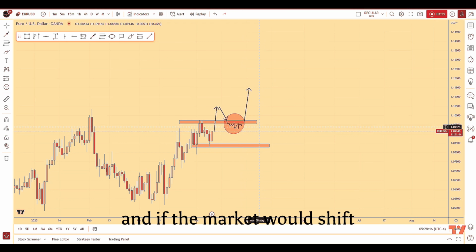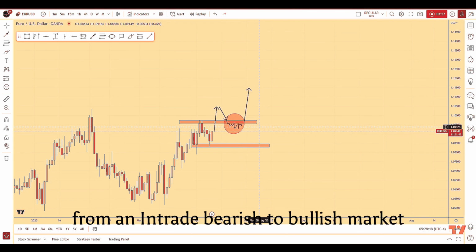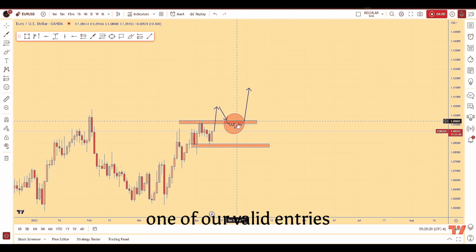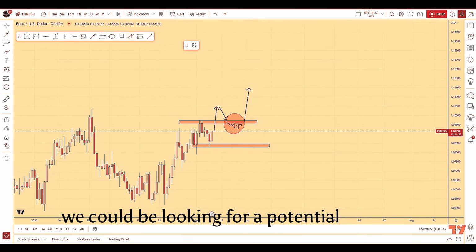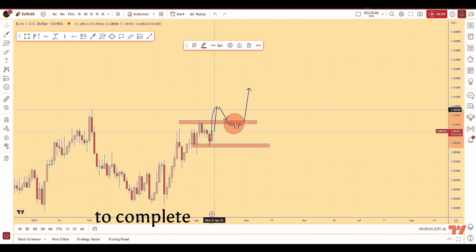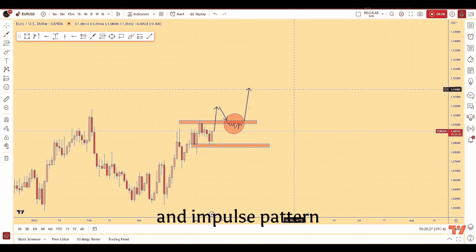And if the market would shift from an intraday bearish to bullish market and provide to us one of our valid entries, at that point we could be looking for a potential rejection to the upside for the market to complete this impulse correction and impulse pattern to the upside.